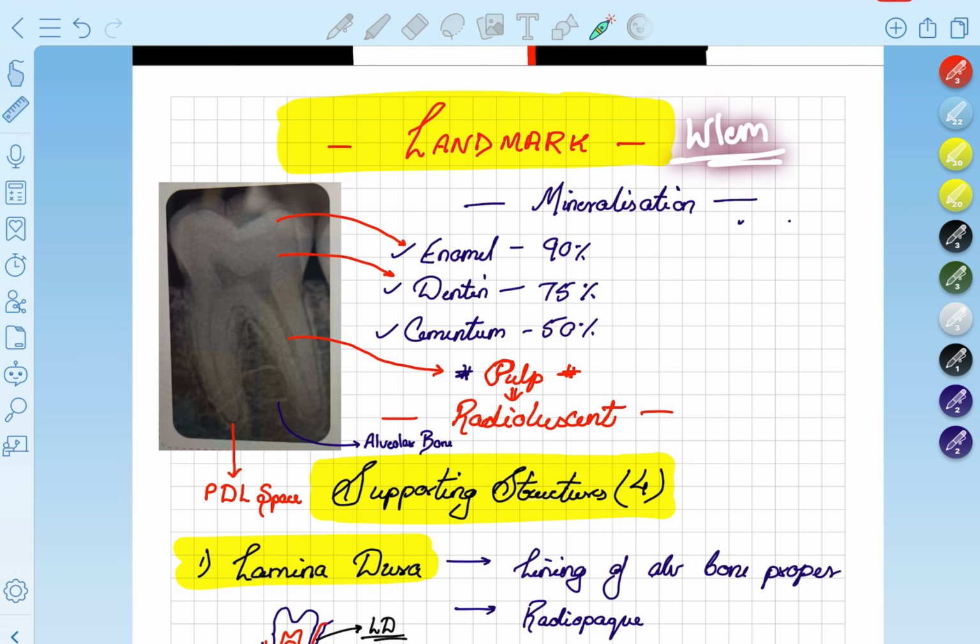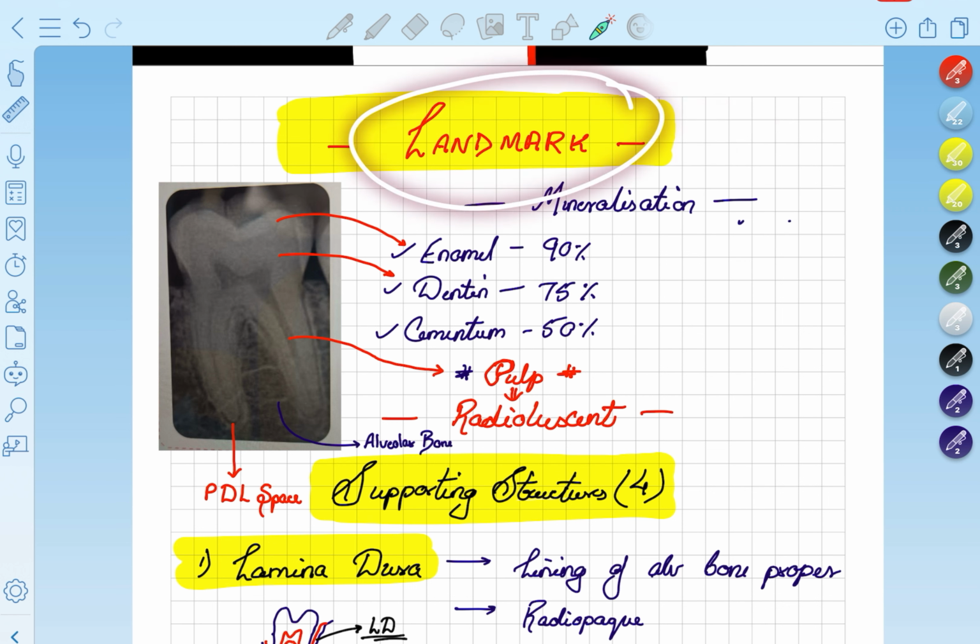Today we are going to see about the landmarks seen in the maxilla as well as the mandible in the IOPA. IOPA is nothing but intraoral periapical radiograph. We have already discussed this in detail in 3 parts. You can refer to the channel for those videos. Today we are going to do a very crisp and summarized version of the following.